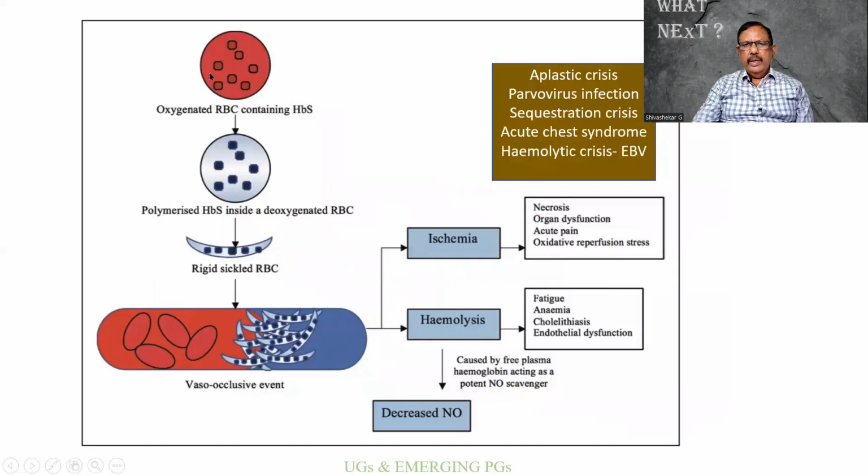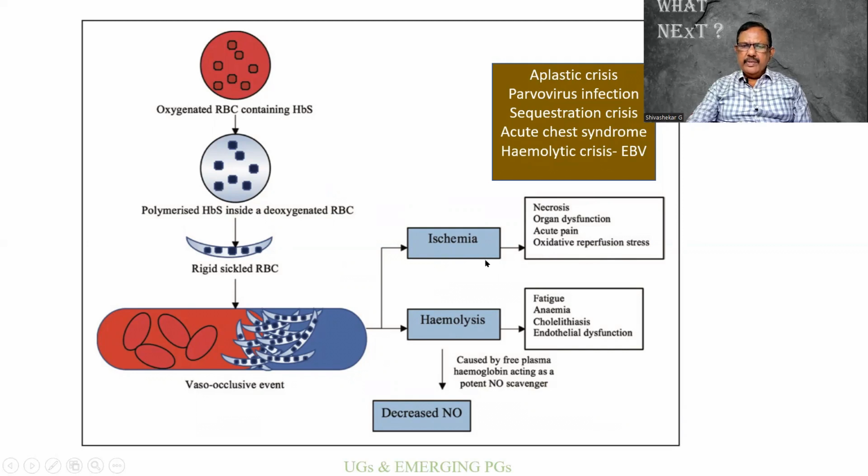Please remember that. And there can be a crisis also. Normally it goes on, but sometimes you find that there is a sudden downfall in the patient's condition. So there's an RBC deoxygenation, there is a production of sickle cells, which can lead to occlusion. This is called a vaso-occlusive crisis, which can result in ischemia. So there is an ischemia, there is a necrosis.